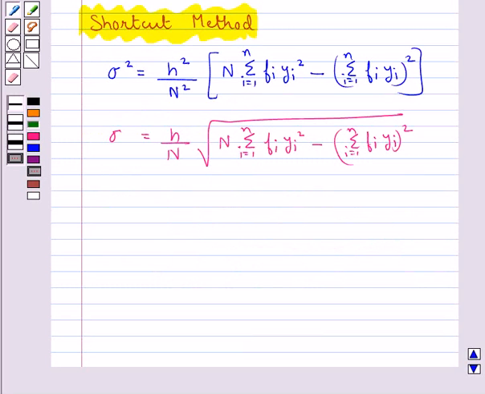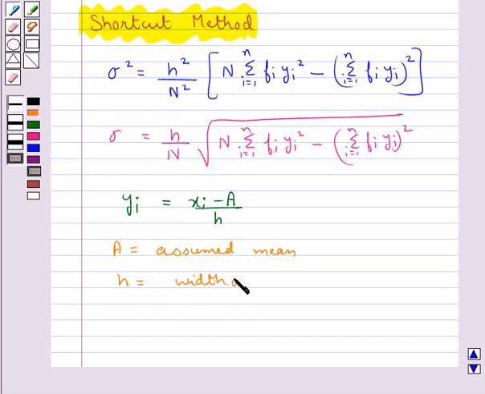Here we have the step deviations yi is given by xi minus a upon h, where this a is the assumed mean, h is the width of class intervals given, n is the sum of the frequencies, that is summation fi. Fi are the frequencies.